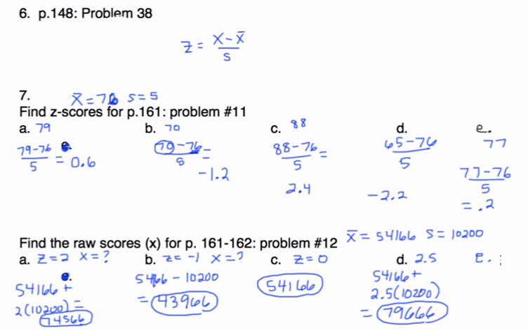E, z-score of negative 1.6. You're 1.6 standard deviations below the mean. So you take your mean and subtract off 1.6 standard deviations, or 1.6 times the standard deviation.